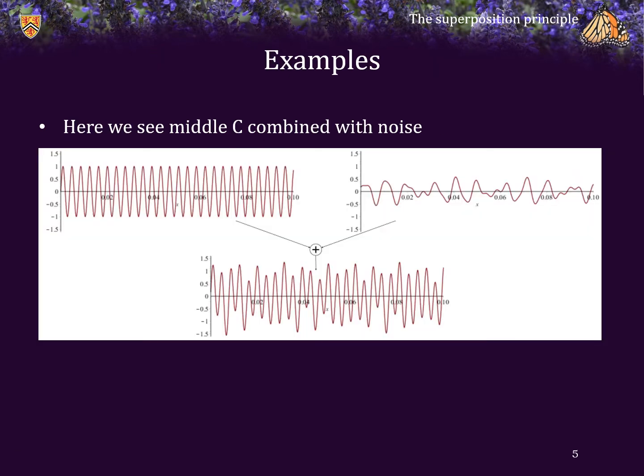For example, here on the top left, we see a middle C being played. On the top right is white noise. Now, when we add the noise to the middle C, we now hear, together with that middle C, the noise. One of the goals of sound engineering is to remove noise.